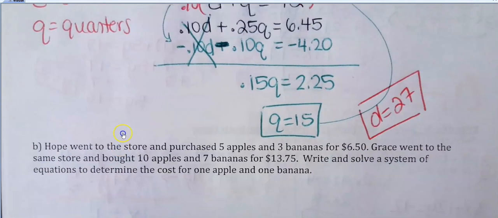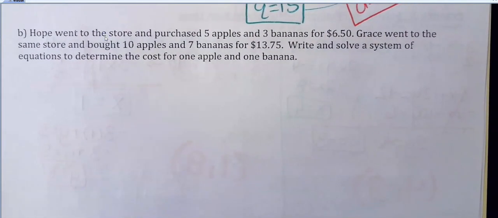Okay, I'll just do one more. Now, this one says, Hope went to the store. She got 5 apples and 3 bananas for $6.50. And then Grace went to the store and got 10 apples and 7 bananas for $13.75. Write and solve a system of equations to determine the cost for 1 apple and 1 banana.